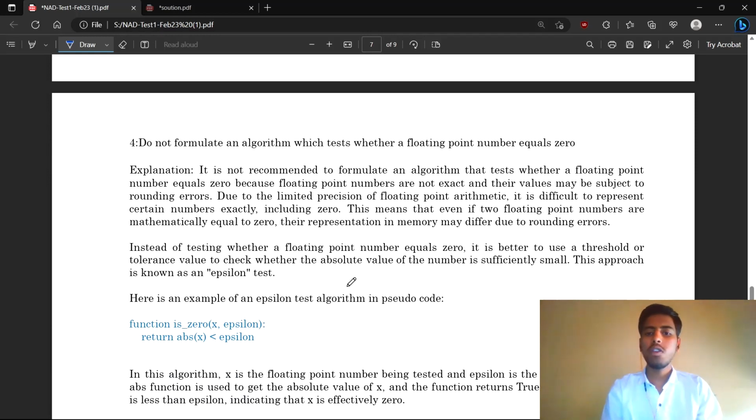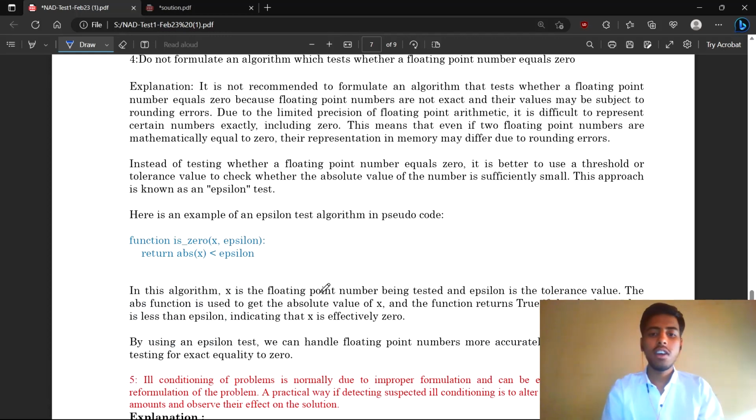It is not recommended to formulate an algorithm that tests whether a floating point number equals 0, because floating point numbers are not exact and their values may be subject to rounding errors. Instead of testing whether a floating point number equals 0, it is better to use a threshold or tolerance value to check whether the absolute value of the number is sufficiently small. Here is the test algorithm in pseudocode.